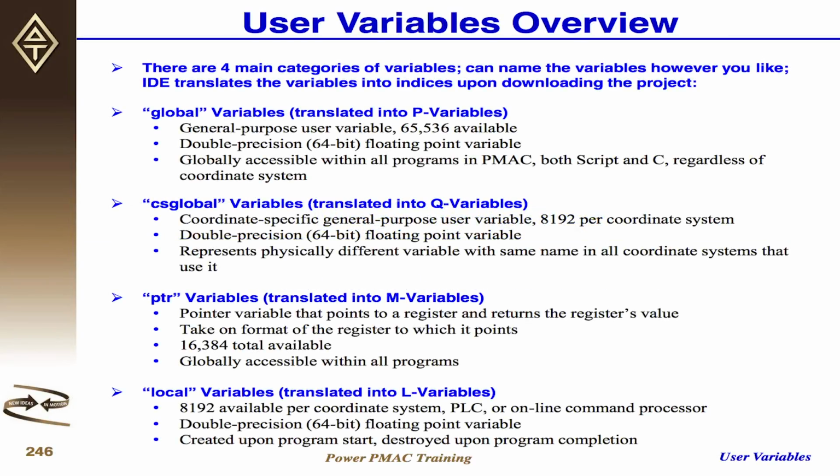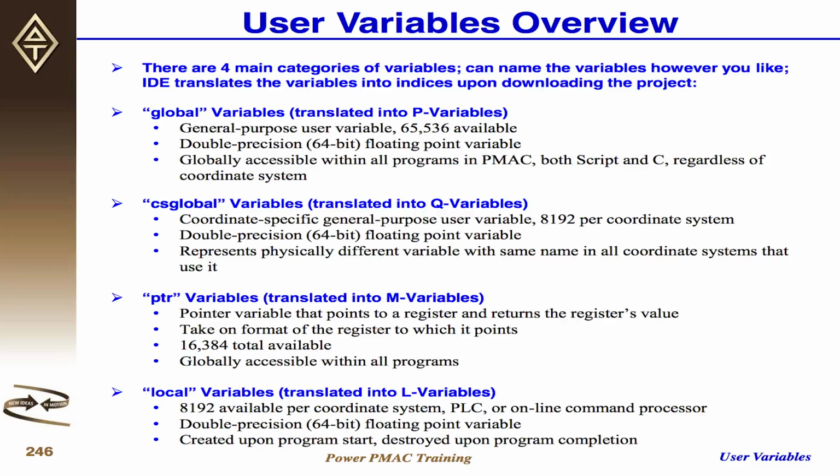The first one is global variables. They're generally your P variables, P1, P2, P3. There are 536 of them. They are double precision, as are most of them, honestly. And global variables can be accessible pretty much from anywhere inside of a PMAC: Script, C, pretty much whatever you're doing, online commands, the terminal, motion programs, PLCs. They're as global as it gets, basically.